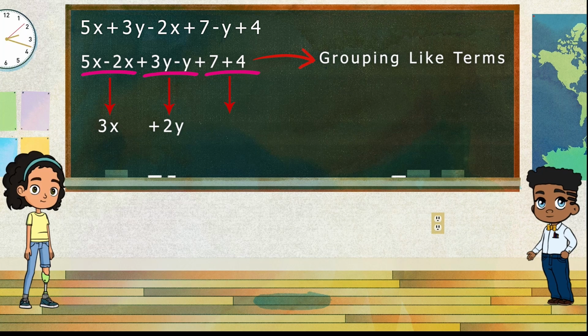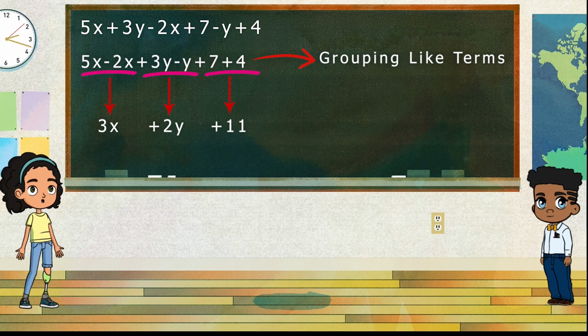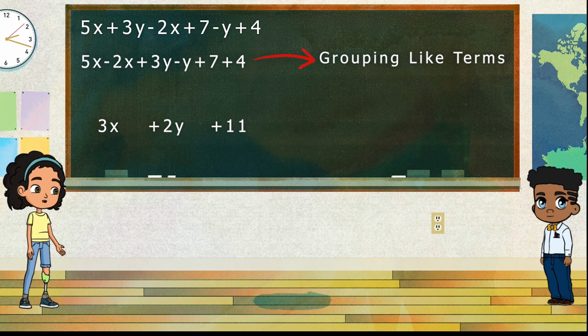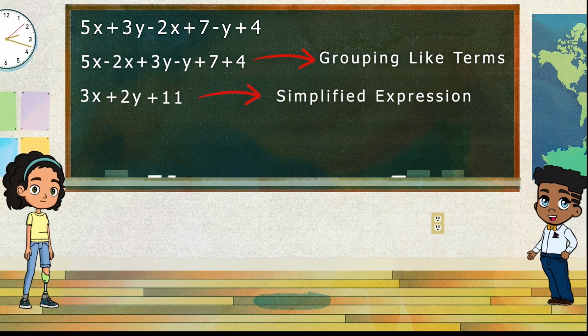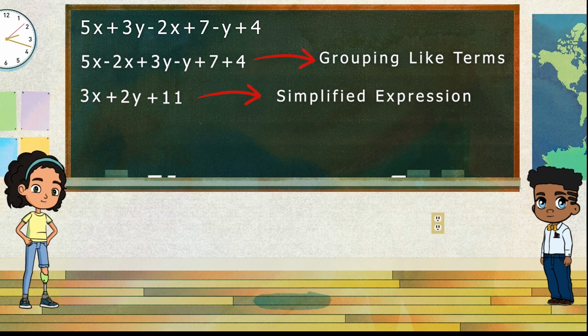Anyways, lastly, we just have the constants, and they are both positive values, so we will just add them together. Hence, 7 plus 4 will be equal to 11. Awesome job. Now, our simplified expression will be 3x plus 2y plus 11. Done just like magic.